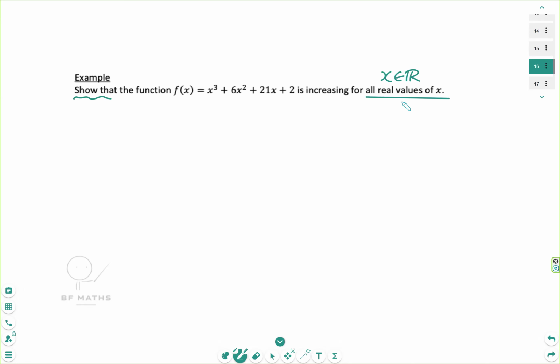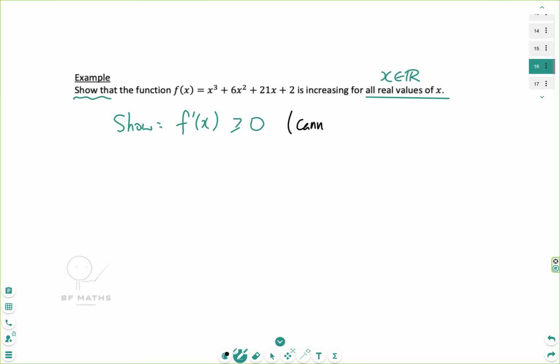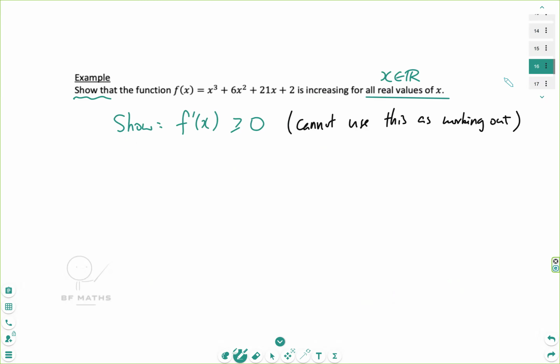To show. Now, when you want to show something, that means you can't use the answer. So what we want to do is show that f dash x is greater than or equal to 0 because it is increasing. What it means is we cannot use this in our working out. Sorry about my writing, it's not even writing, it's scribbling. Unlike the previous one, when it's a find, then you can use this, but it's a show, so you can't use this.